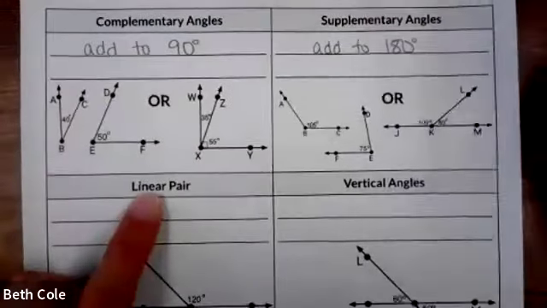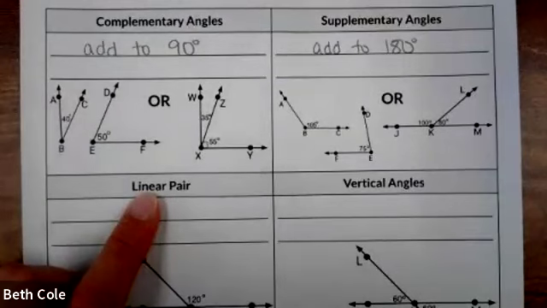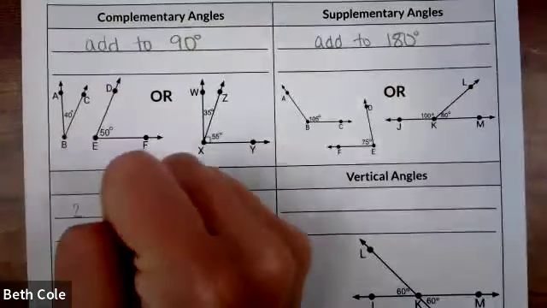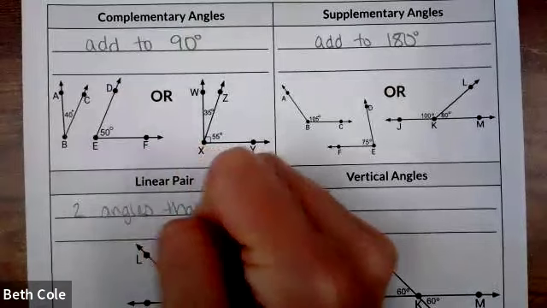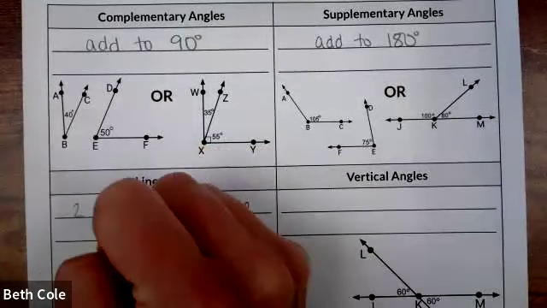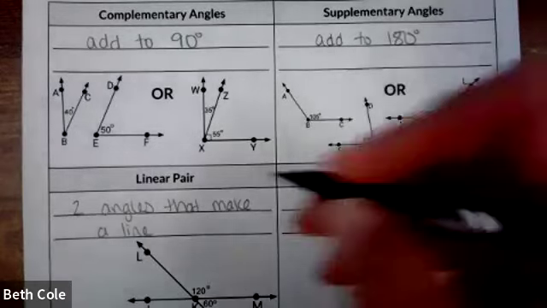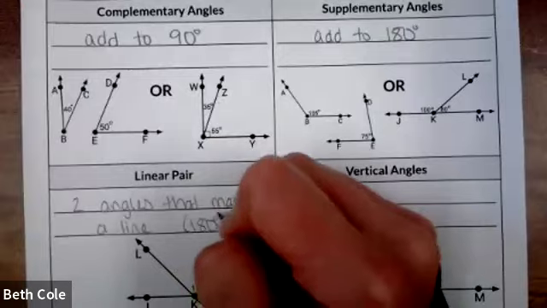Right? Linear pair. Linear means a line. Pair means how many? Two. Linear pair, a line, two angles. Okay? So it's two angles that make a line. It is exactly what it sounds like. And how many degrees is a straight line worth? It is 180. So it's two angles that make a straight line and they add up to 180.